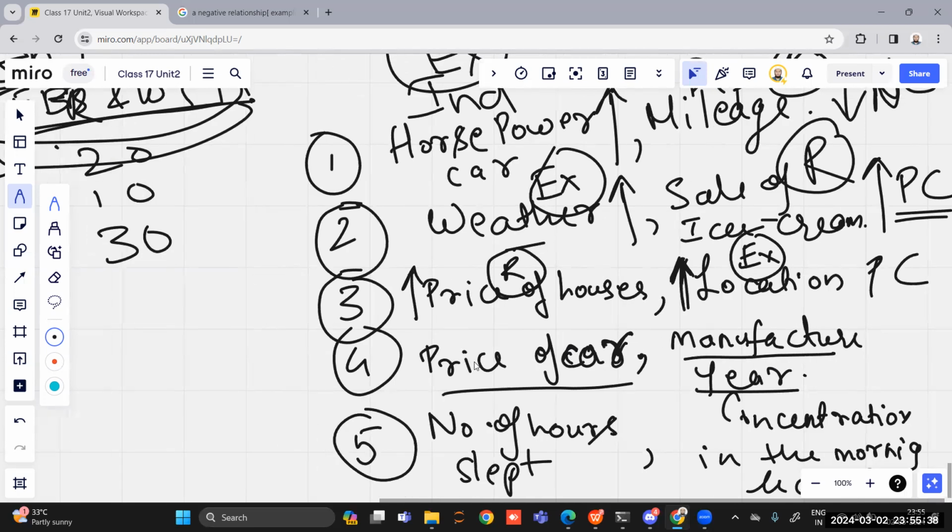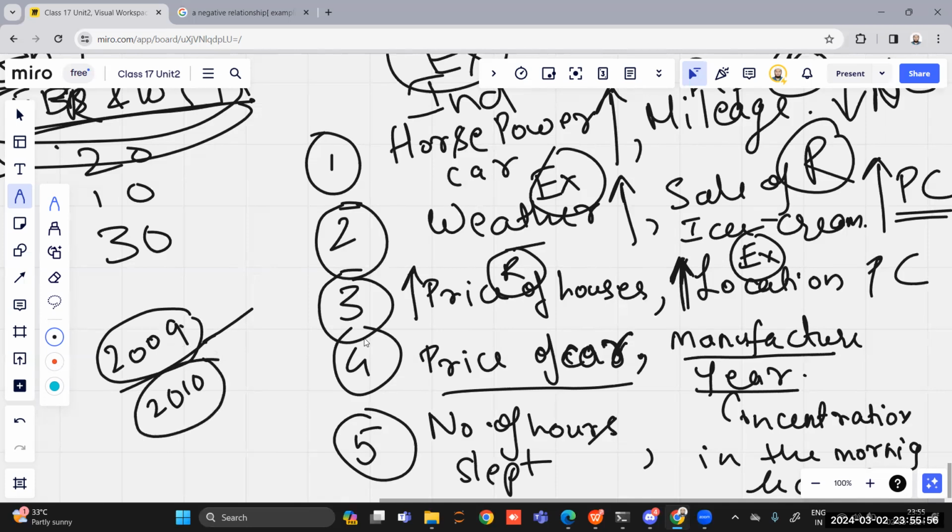For example, there can be inflation, but what I want to tell you is that a car manufactured in 2009 and a car manufactured in 2010, will there be any decrease or increase in the price of the car? No, not really. There can be, if there is inflation, but in general we can take, instead of manufacturer year, the month it's manufactured. Okay, so there will be no relationship.